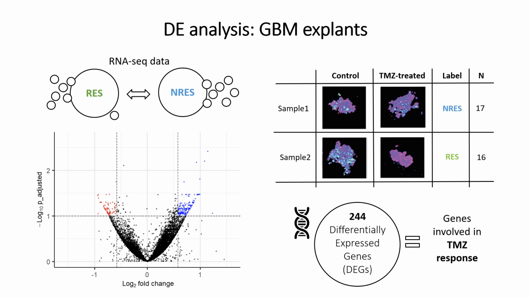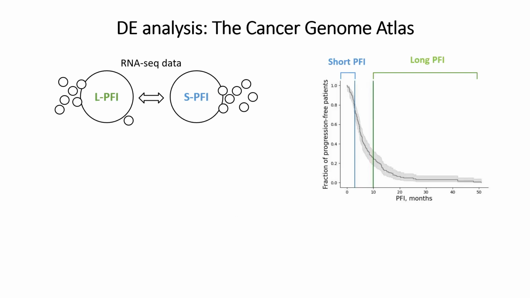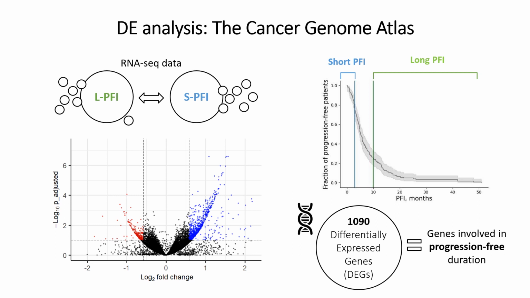the FLIM classification. To obviate the lack of retrospective data, we exploited the glioblastoma dataset of the Cancer Genome Atlas. In particular, we selected the TMZ-treated patients with matched RNA-seq and clinical data. Again, we defined two groups, named long and short PFI, so this time we used the progression-free interval of the patient to define the groups. Finally, we performed a similar differential expression analysis, finding 1090 differentially expressed genes, representing the genes involved in the disease containment.